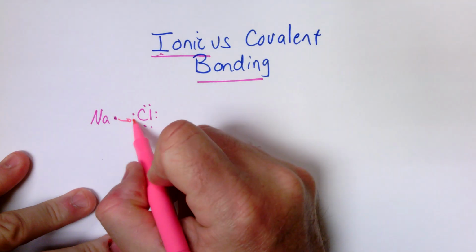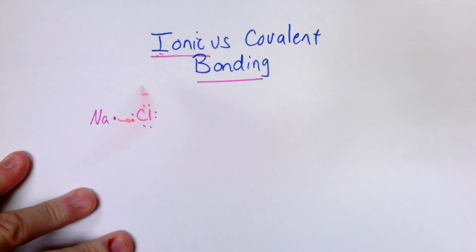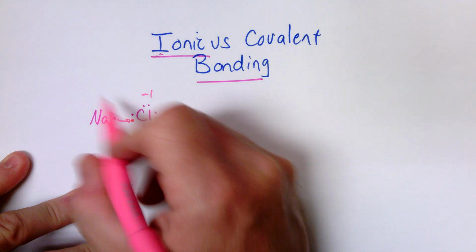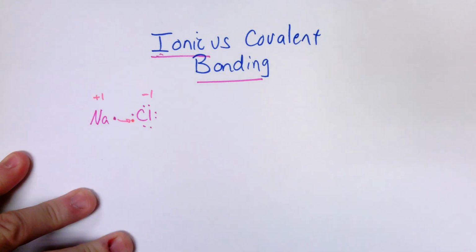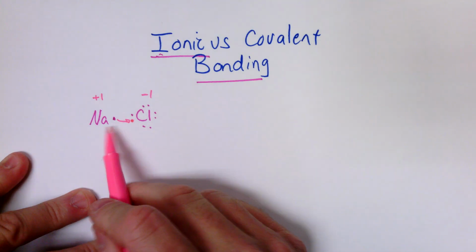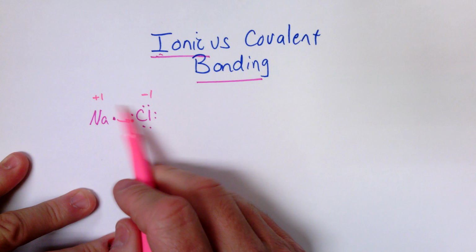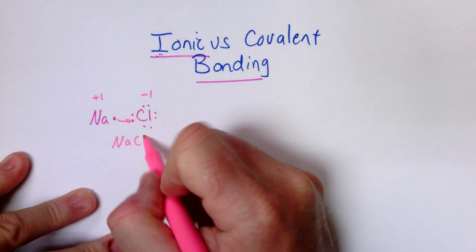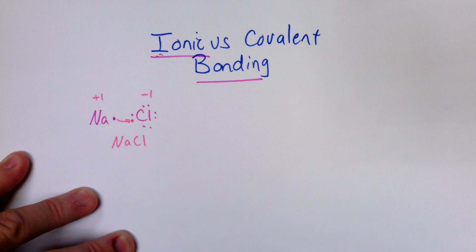This guy gives his electron to chlorine. Now chlorine has a -1 charge because it's gained one electron. Sodium now has one more positive charge than negative charges. Well, these two things are now stuck together because opposite charges attract. And you have the compound sodium chloride. That's what's called an ionic bond.